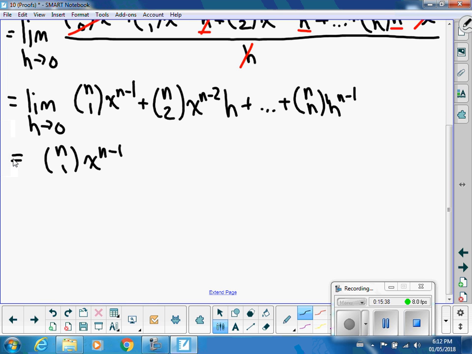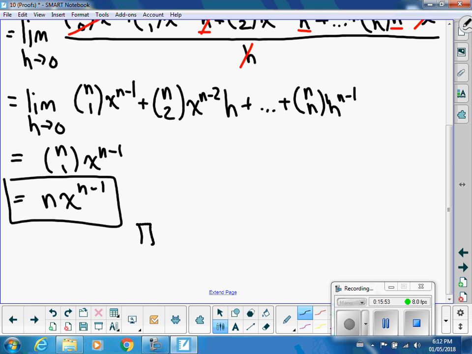So finally, what's n choose 1? Again, talk to somebody in data. It's going to be n, and that completes the proof. So I got down to n times x to the n minus 1.